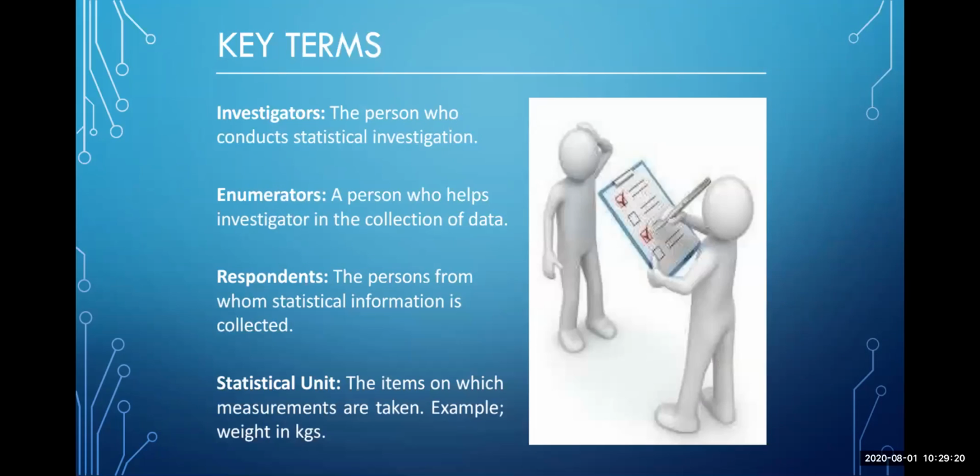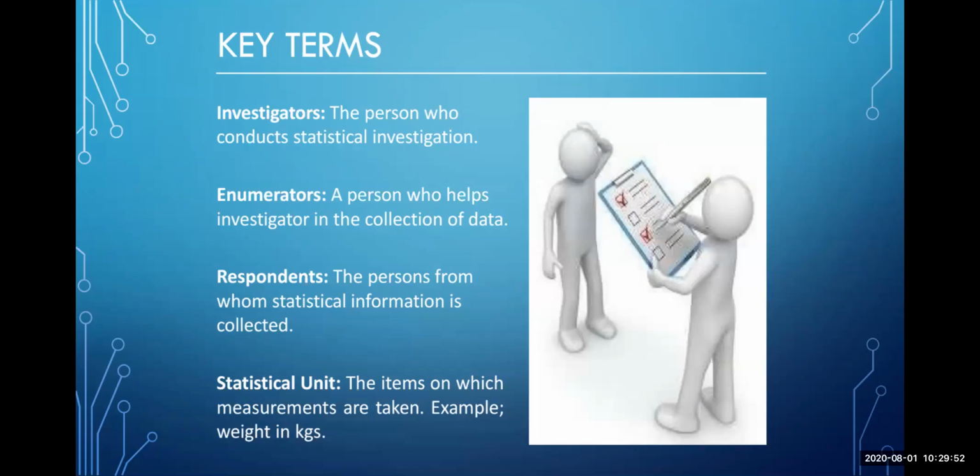Another few key terms, like investigator. Investigator is the person who conducts the statistical investigation, and enumerator is the person who helps this investigator in collection of data, because you alone cannot collect all the information. So enumerator is the person who will help you out to collect the data. And respondents are the people from whom the statistical information is collected.